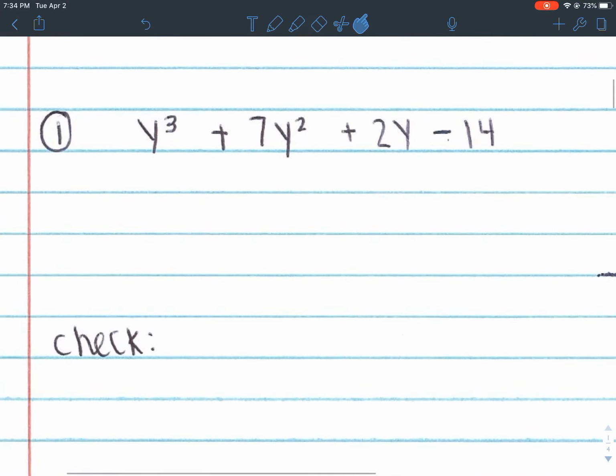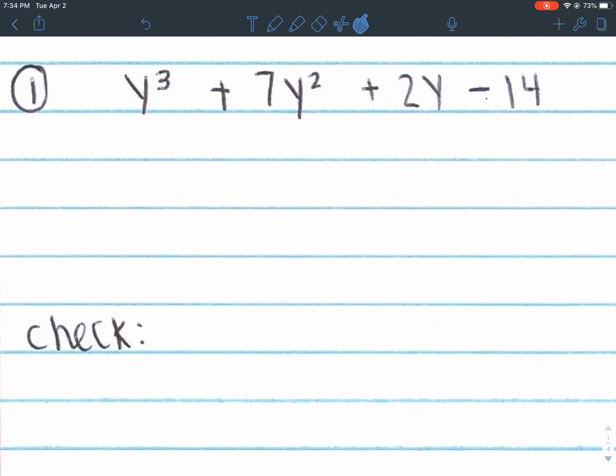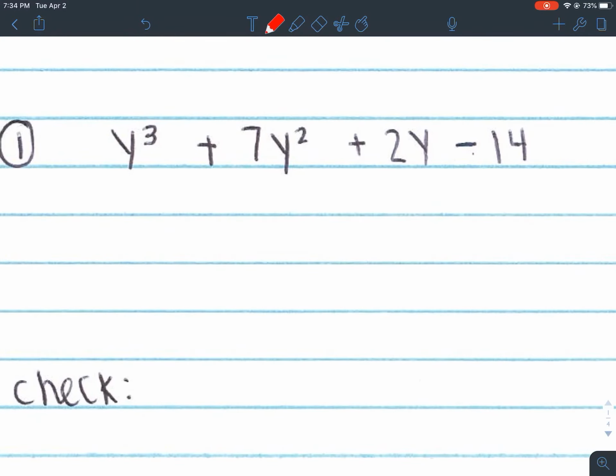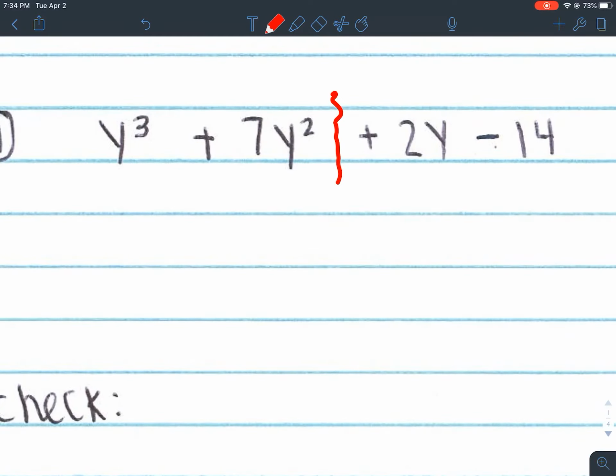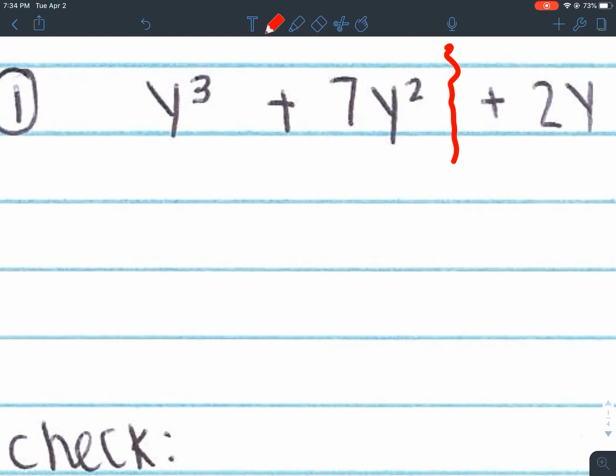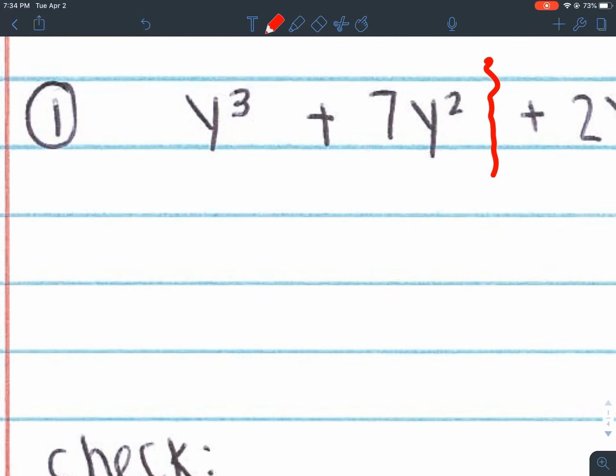So number 1, this one's going to be a little weird because it's the first one, and when we're learning something new, it's always a little weird. But basically, I'm going to split my 4 terms up into groups of 2. So I'm going to just draw a little line there. I'm only going to draw that line on this first problem, and then after that, I'm not going to draw it anymore because you should be comfortable doing it.